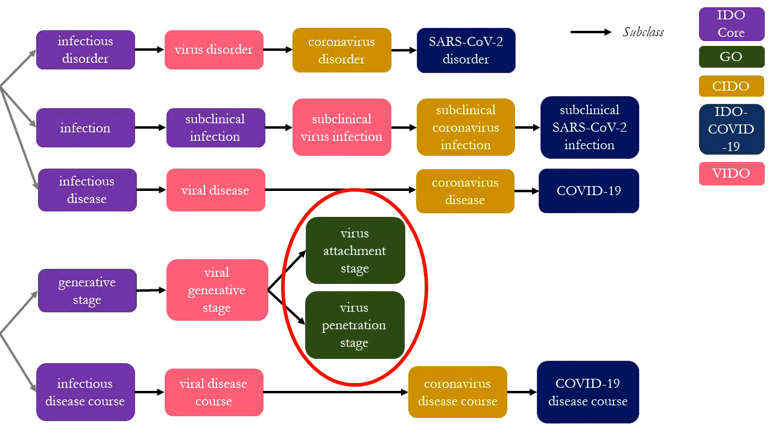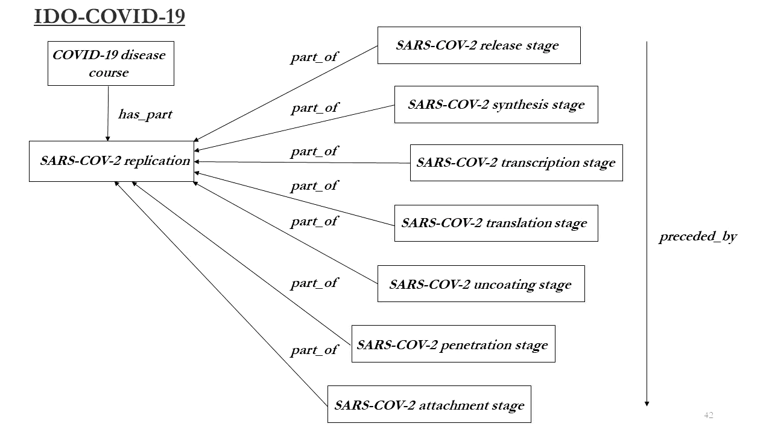These are the virus attachment stage and the virus penetration stage. There are actually many more, especially if we're thinking about the COVID-19 disease course, which has as its part SARS-CoV-2 replication. Replication, you can see, can be divided into parts that also bear precedence relation. And this is sort of straight out of virology texts, right?